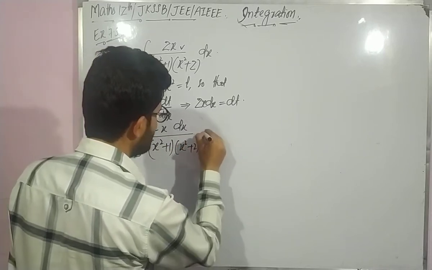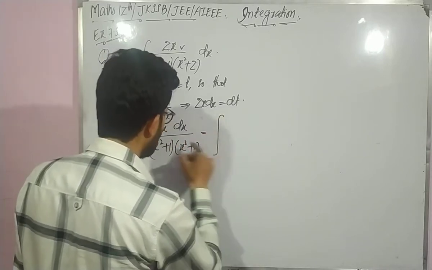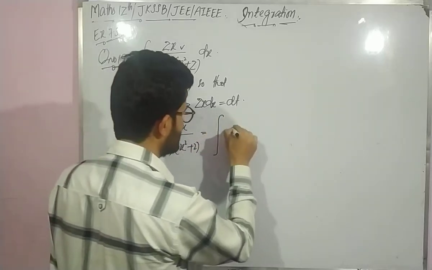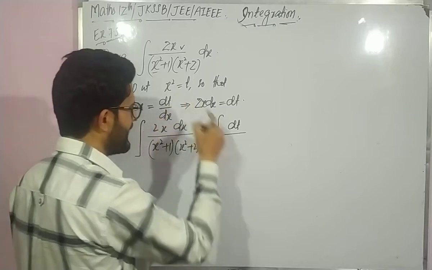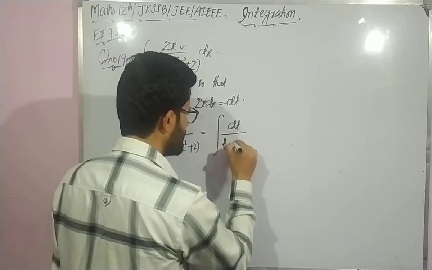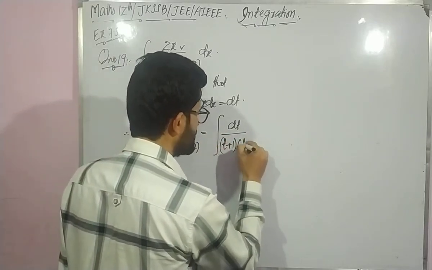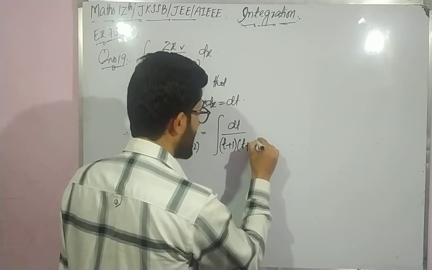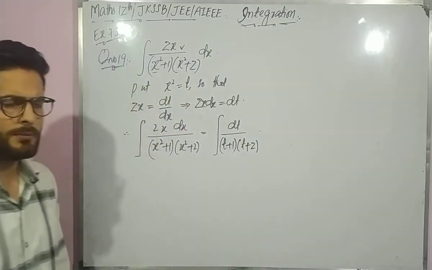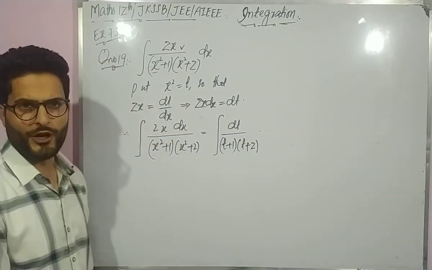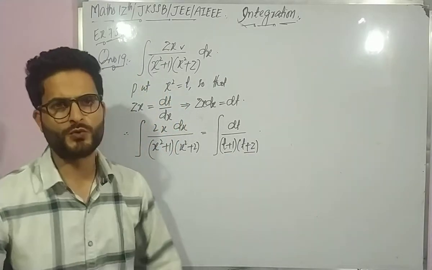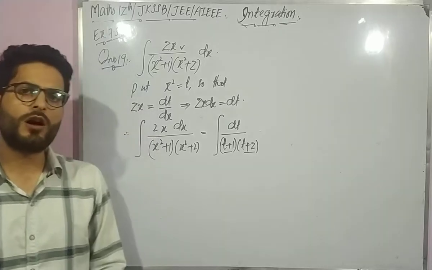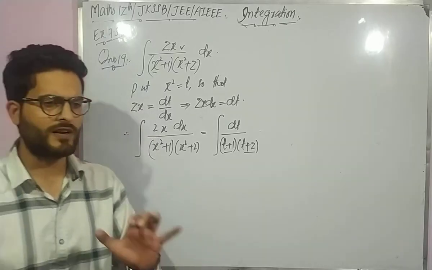that is actually 2x dx divided by (x square plus 1) into (x square plus 2), and that can be written as integration of 2x dx, which is obviously equal to dt, divided by, x square को पुट किया है t, so obviously it is equal to (t plus 1) into (t plus 2). X square plus 2 means t plus 2. So obviously in the denominator we now have two linear factors, t plus 1 and t plus 2. Two linear non-repeated factors, different factors.